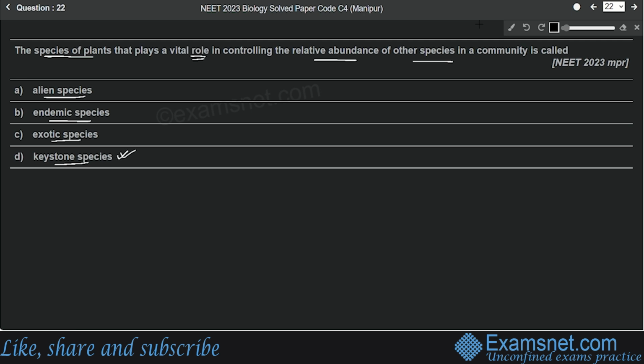keystone species. Okay, so they play a very important role in controlling the relative population of other species in the community, and this is how they maintain the structure of an ecological community. What will happen if keystone species will be absent in an ecosystem? Their absence can lead to significant shift in the ecosystem and a loss of biodiversity. Okay, so these are very important, and the correct answer is option number D.